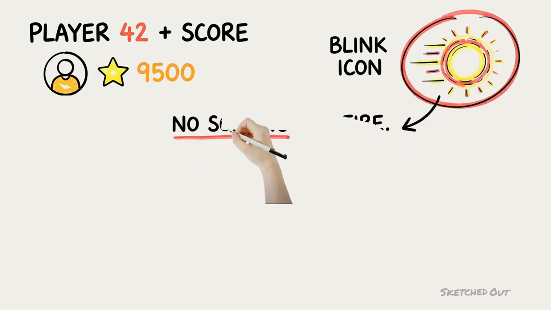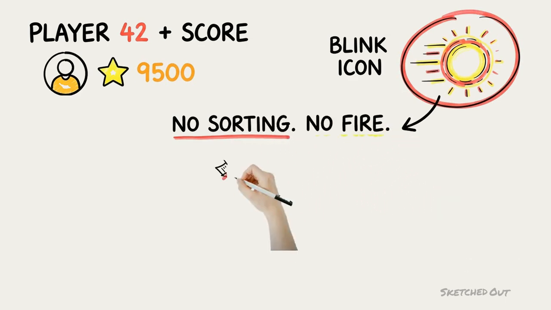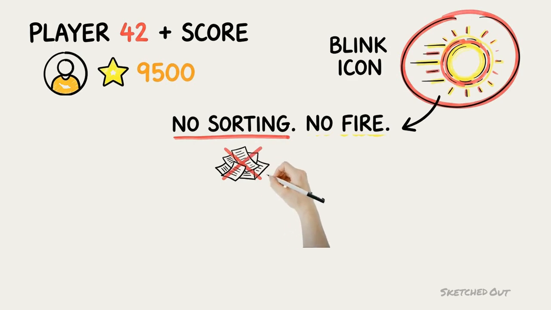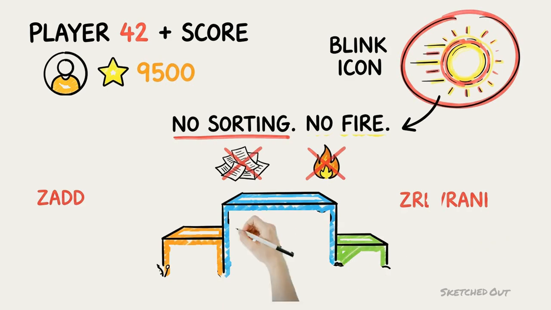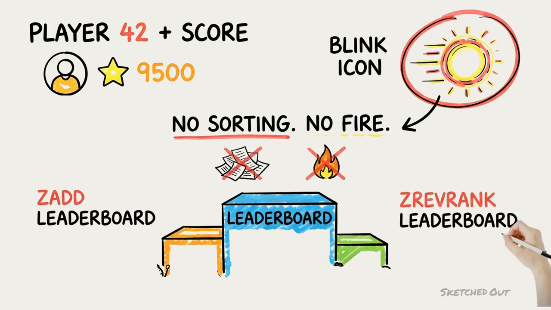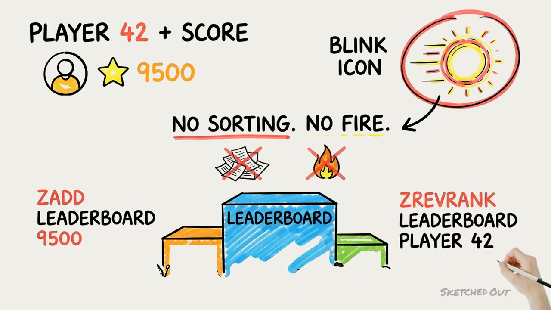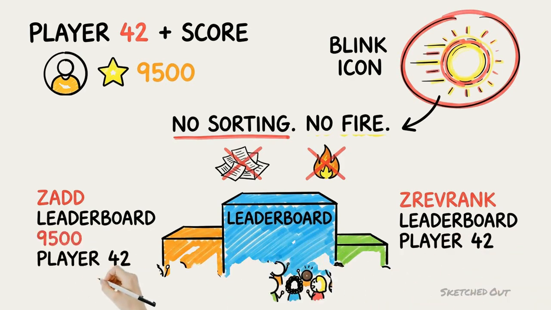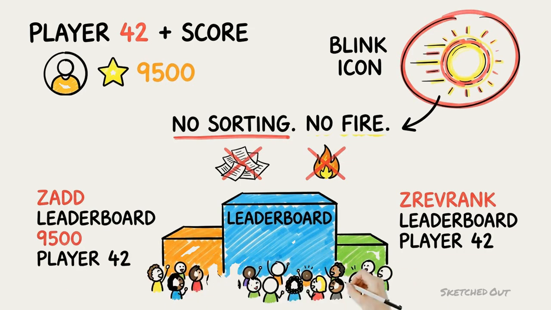The top 10 for the results screen? 1 command. No sorting job, no recalculation, no fire. The leaderboard was never computed. It simply always exists. A podium labeled Leaderboard with the commands zadd leaderboard 9500 player 42 and zrevrank leaderboard player 42 written beside it, a stopwatch showing instant, and a crowd of 10 million tiny players below.